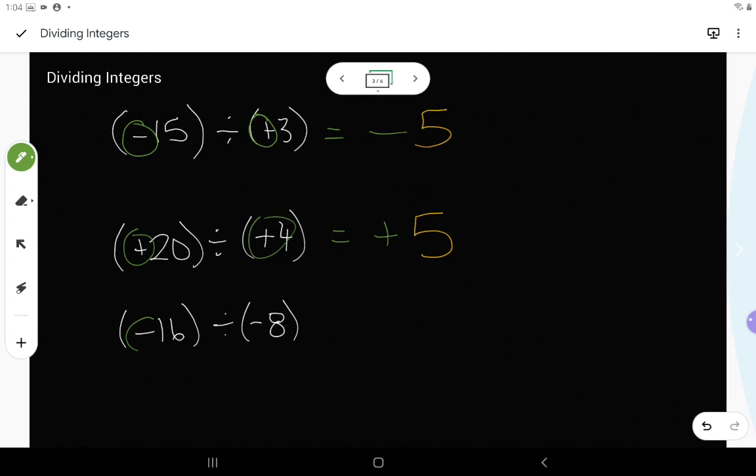Okay, and then negative divided by negative, same sign. Positive answer, 16 divided by 8, that would give me 2.